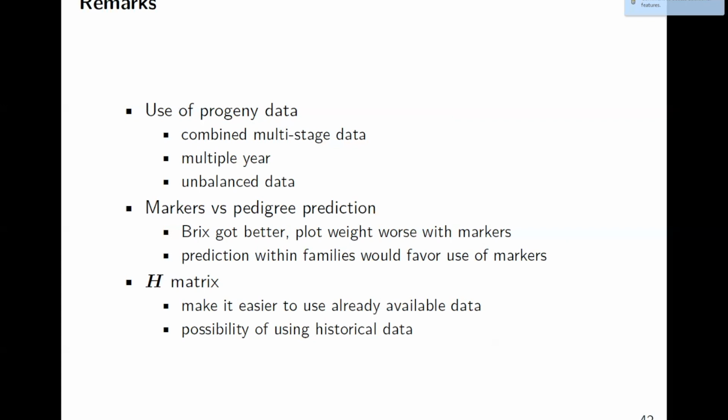In a comparison between markers and pedigree prediction, we can see that again, we probably have a better use of the marker information when you look at prediction within families. And also in this analysis, we could use this H matrix, which makes it easier to access information that we might already have in the breeding program, but for which we don't have marker information yet.